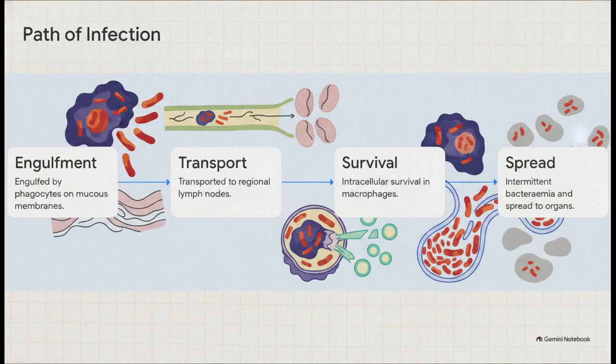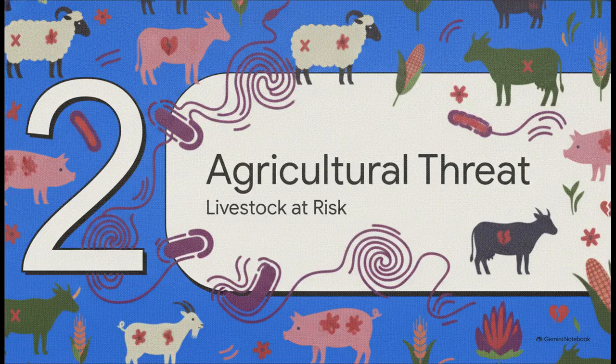So how does this microscopic danger actually take hold? Honestly, it's like a biological Trojan horse. First, the virulent Brucellae enter the body, often right through the mucous membranes, and get naturally engulfed by the host's phagocytic immune cells. But instead of being destroyed, they hijack the transport system. They literally ride within these immune cells all the way to the regional lymph nodes. And here's their brilliant survival trick. They survive inside the macrophages by inhibiting the phagosome-lysosome function. Basically, they completely stop the host cell's digestive enzymes from breaking them down. This leads to intermittent bacteremia, where the bacteria periodically spill out into the bloodstream, spreading and setting up camp in very specific organs.